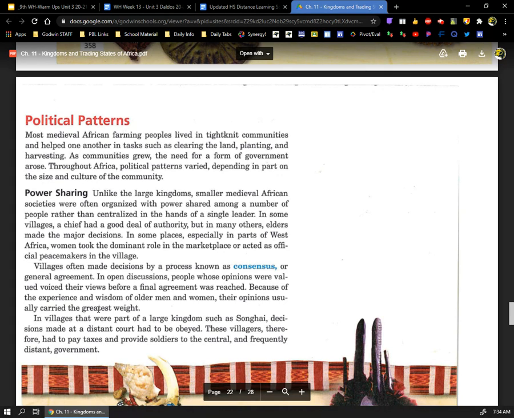In villages that were part of a large kingdom, such as Songhai, decisions made at a distant court had to be obeyed. The villagers, therefore, had to pay taxes and provide soldiers to the central and frequently distant government.